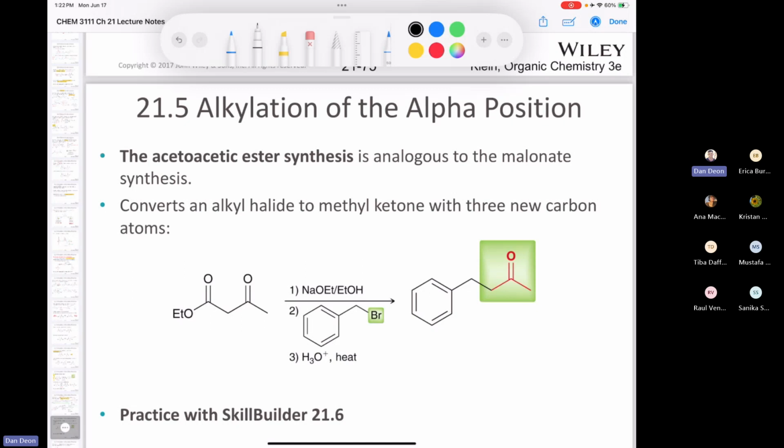And again, I do them in the reverse order of the textbook, but the acetoacetic ester synthesis uses something called ethyl acetoacetate. So that's this compound shown here as your starting material. And as far as the name goes, let me write this down here. So let me use my pen. So it's ethyl acetoacetate.